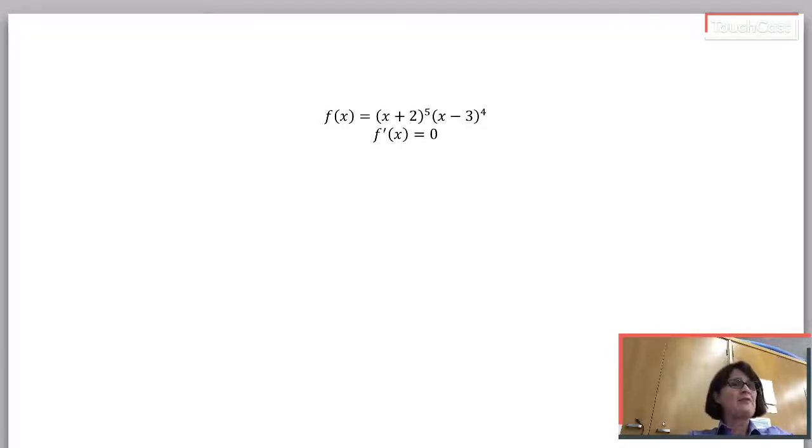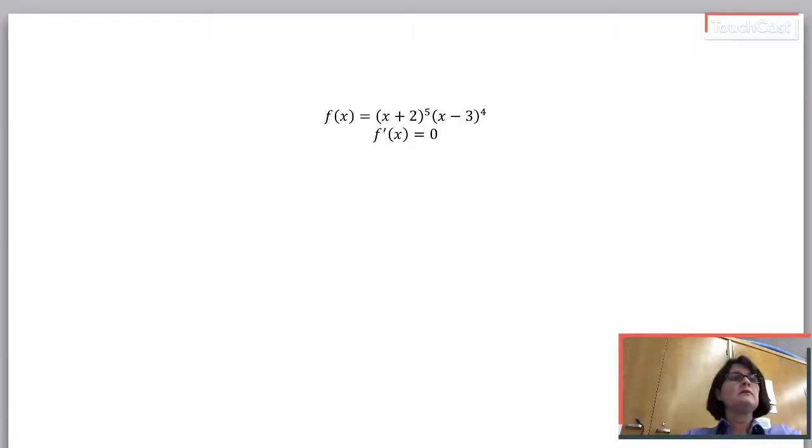So I have a function f of x, and I want to find out for what values of x is f prime of x equal to 0. So my first job is to find f prime of x. Now, in your free response notebook, if you see a problem that asks about critical points, the first thing you're going to need to do is to find f prime of x.